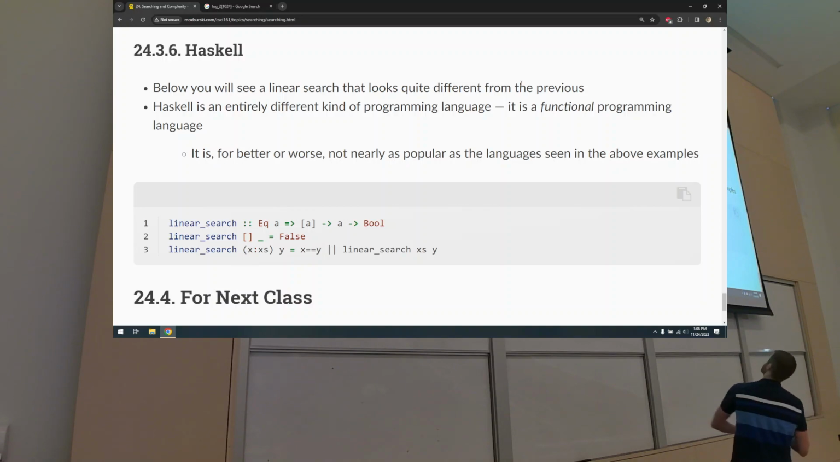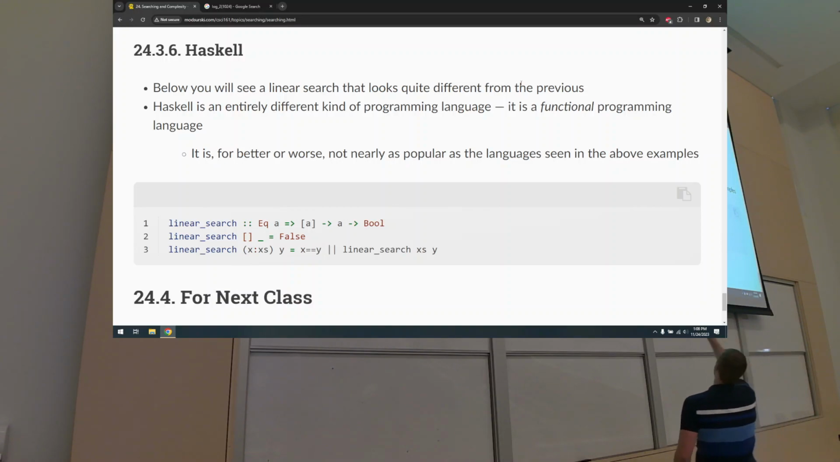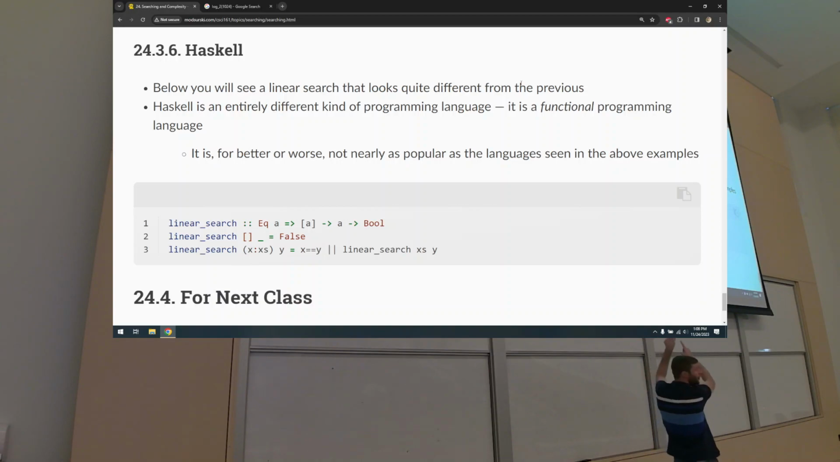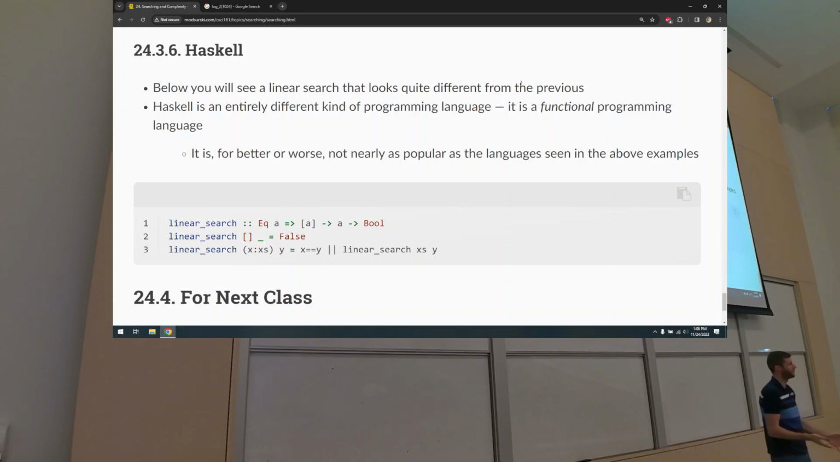And this is a function that takes a list of things of type A and a single thing of type A. Think of A as a variable for a type. You could have a list of integers and an integer. You could have a list of strings and a string. You could have a list of booleans and a boolean. It doesn't really matter. But this is a function on type A that takes a list of type A and a single thing of type A, and it gives you back a boolean. All right? That's what that first line means.